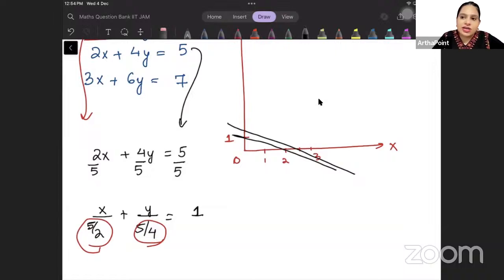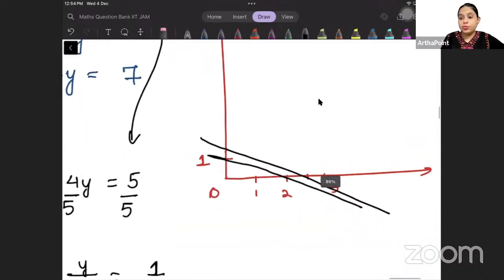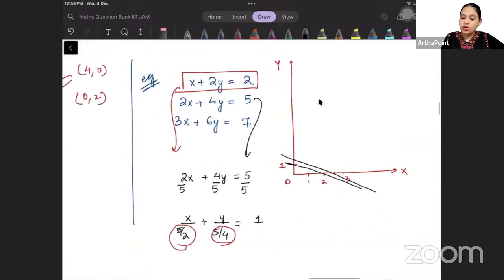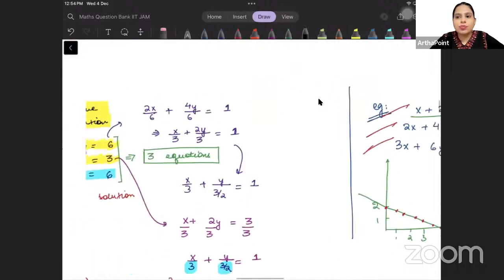Similarly, you can plot the next line. So you will notice that these will be parallel lines with no intersection at all. So it means that there will be no solution possible.